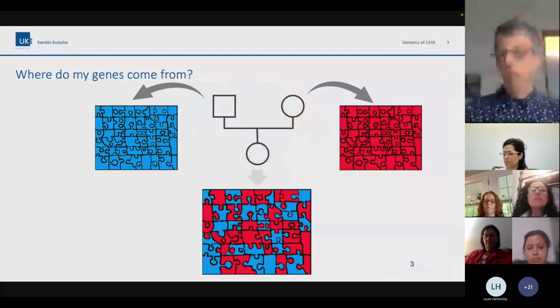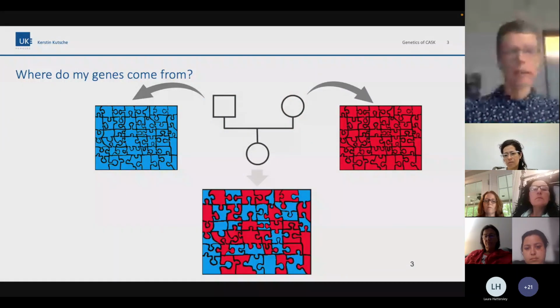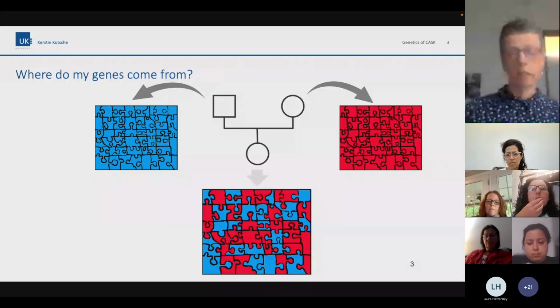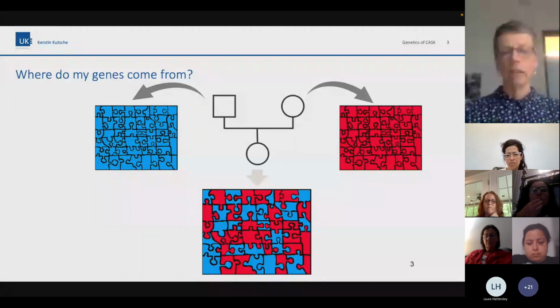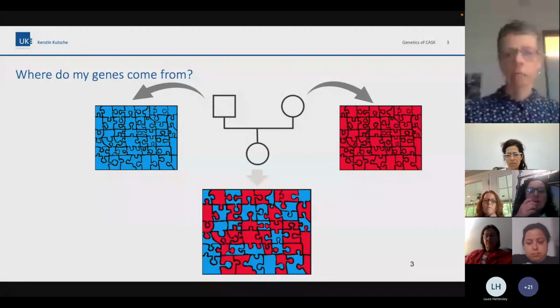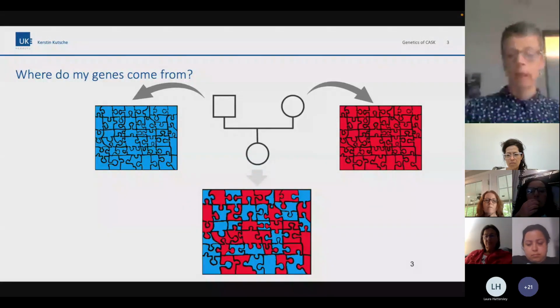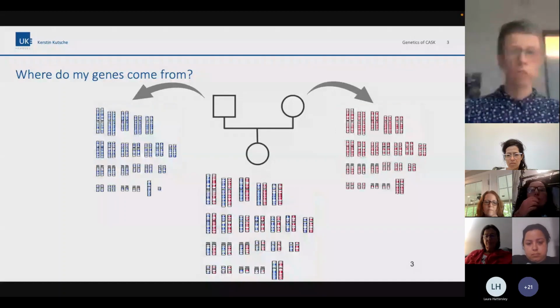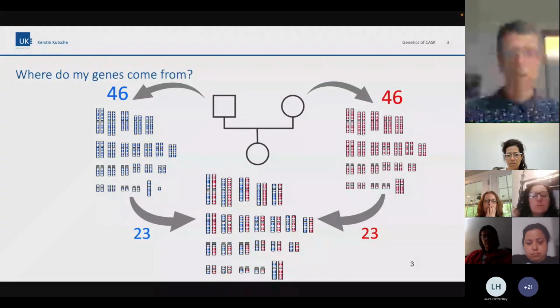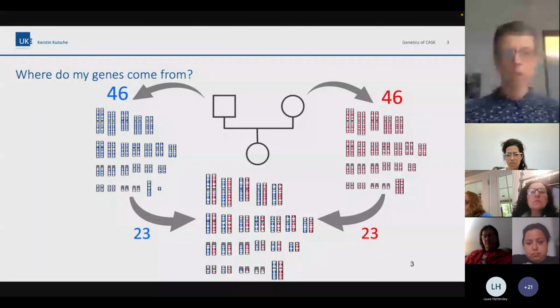So we can ask, where do my genes come from? And you immediately learn that they come from mother and father. If we imagine that our genetic material is like a puzzle, you see that a child inherits half of the puzzle pieces from mother and half from father. To go more into genetic terms, we all have 46 chromosomes, and 23 chromosomes are inherited from father and 23 chromosomes are inherited from mother.